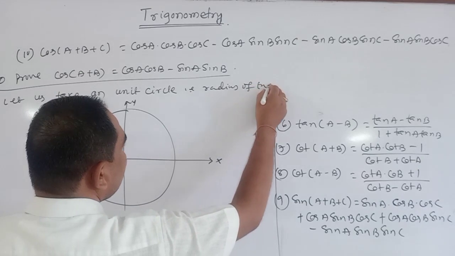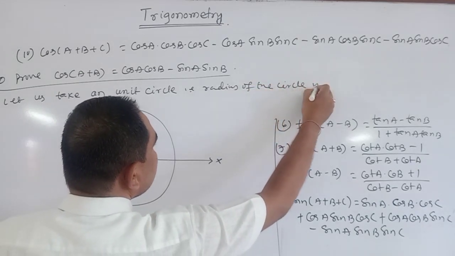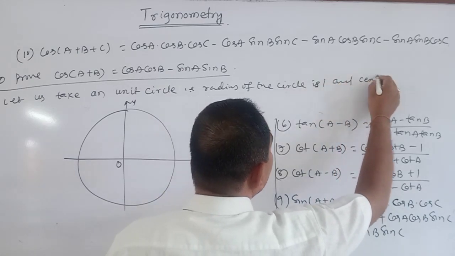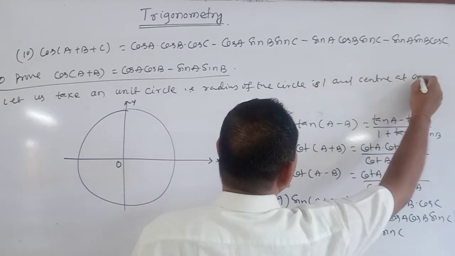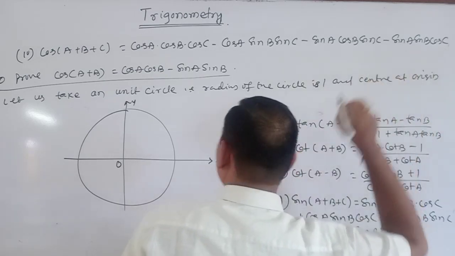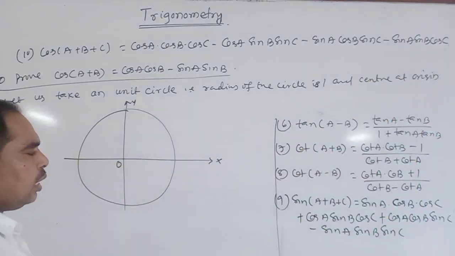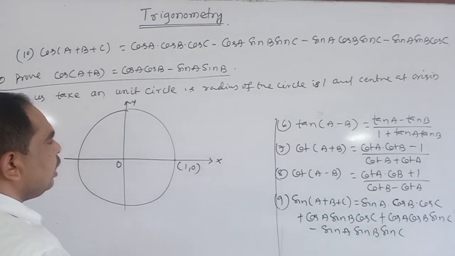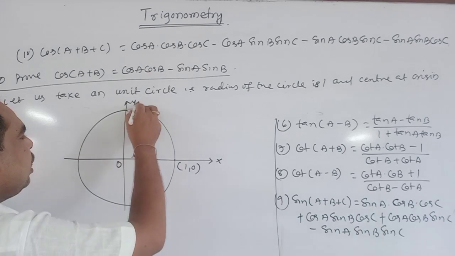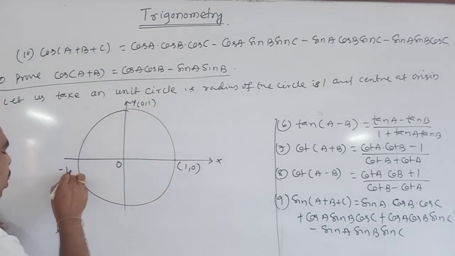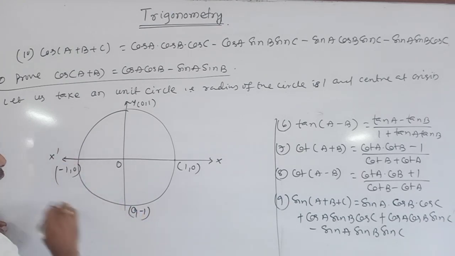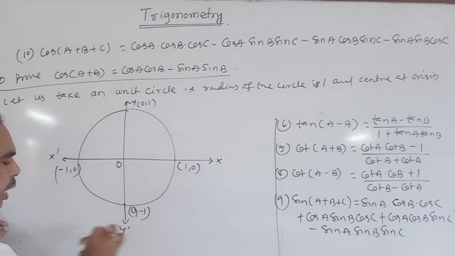The radius of the circle is 1 and the center is at the origin. This length is 1, so the coordinate of this point is (1, 0). This is (0, 1). This is (minus 1, 0), and (0, minus 1). This is x dash, and this one is y dash. This is the unit circle.